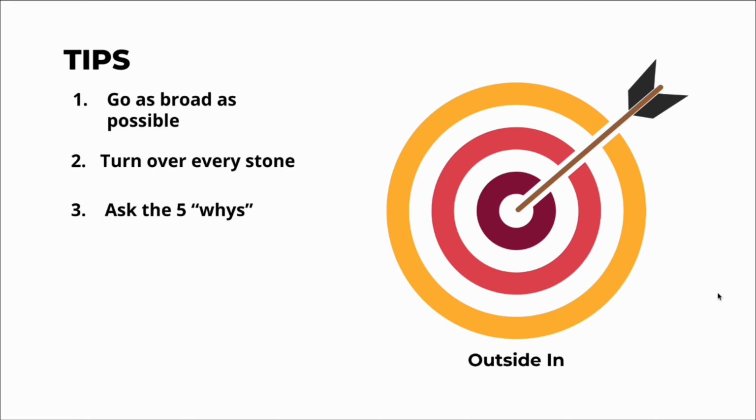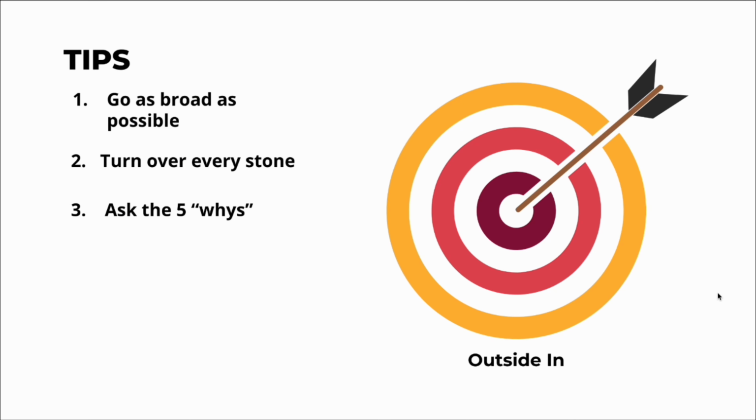And then third, when somebody states a problem, don't just take it at face value. Most people don't really understand the root of the problem. They don't really understand why this problem is actually manifesting in their life. And typically they'll cite a surface problem. So you're going to ask the 5 whys, and you're just going to start asking why questions.